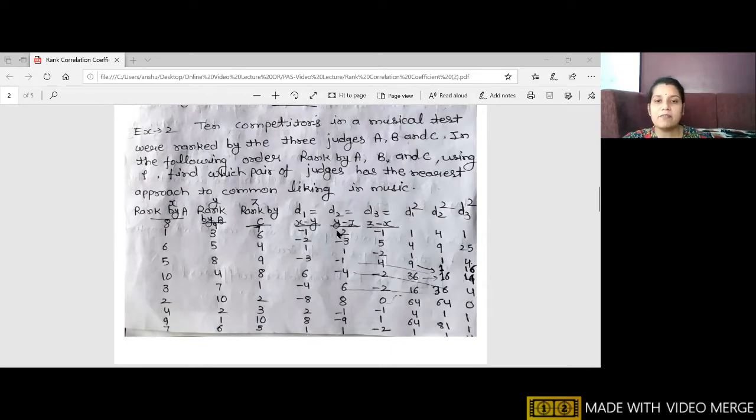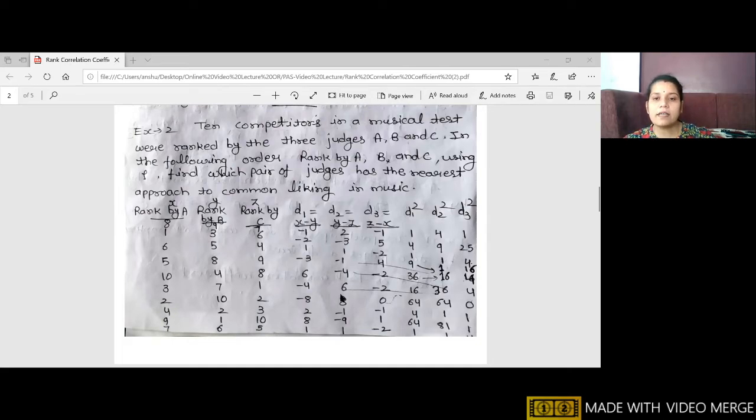So again we find the value of D2. D2 means Y minus Z. So what is the column of Y and Z? Here 9 minus 7 is 2, 3 minus 6 is minus 3, 5 minus 4 is 1, 8 minus 9 is minus 1, 4 minus 8 is minus 4, 7 minus 1 is 6, 10 minus 2 is 8, 2 minus 3 is minus 1, 1 minus 10 is minus 9, and 6 minus 5 is 1.